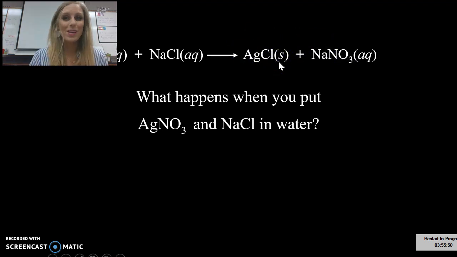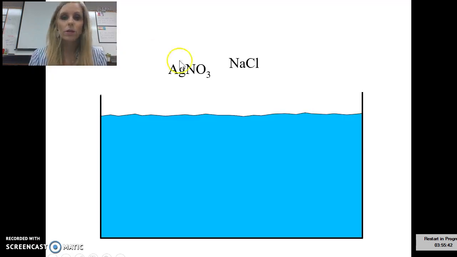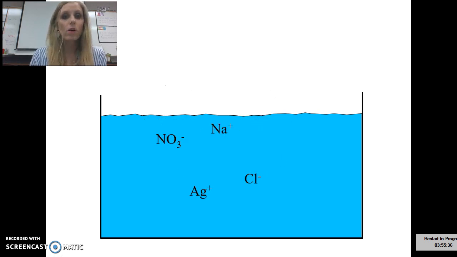But this is your precipitate, the silver chloride. So what happens when you put silver nitrate and sodium chloride in water? So here's silver nitrate, here's sodium chloride. Those are both aqueous solutions. They both dissolve in water, and they split up into ions.